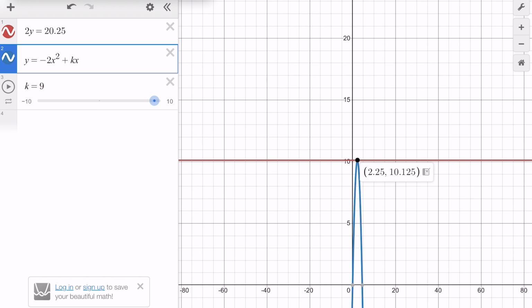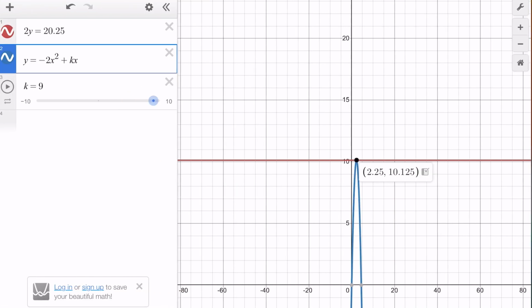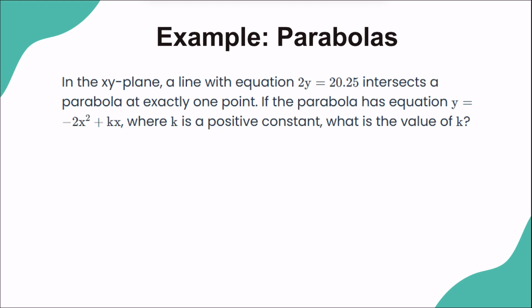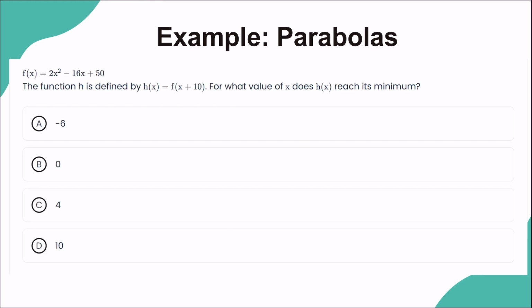And so I didn't have to understand any of the math here. All I needed to be able to do was graphically move my slider until it did what the question was asking, which in this case is one intersection between our parabola and the line. So I'm thinking k is 9 here. We go back to our problem, and k equals 9. Now let's move on to this next question.